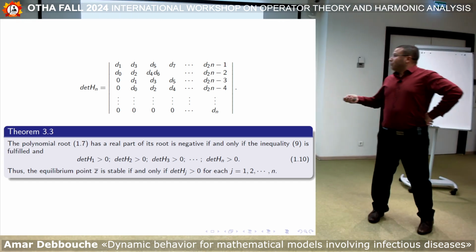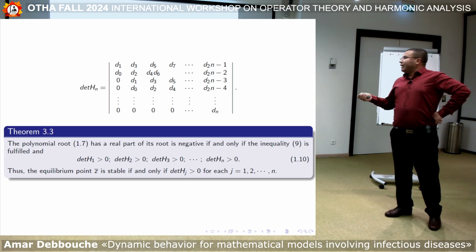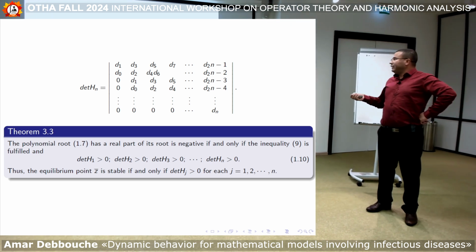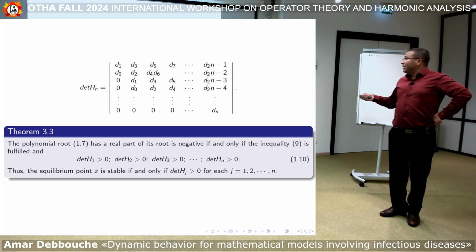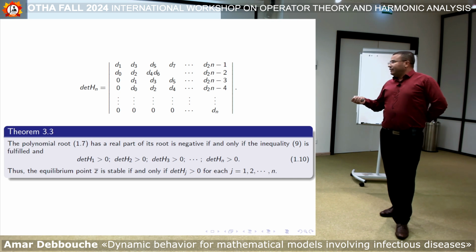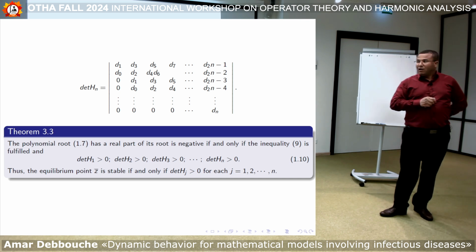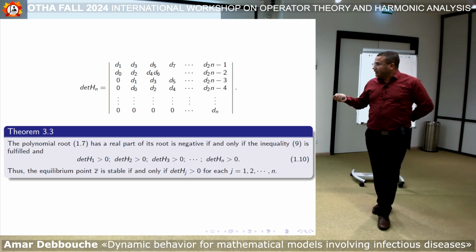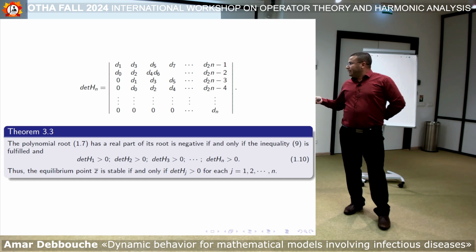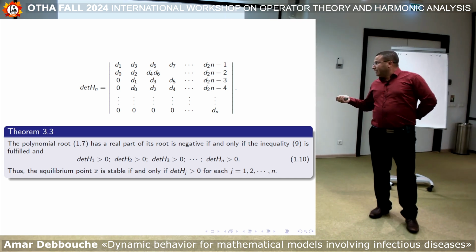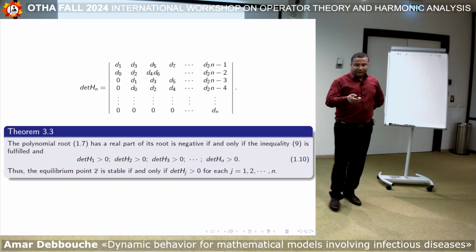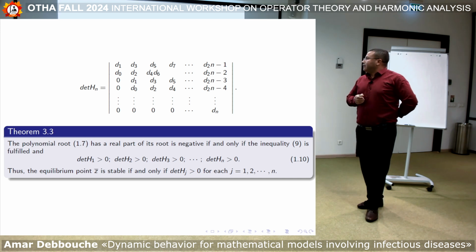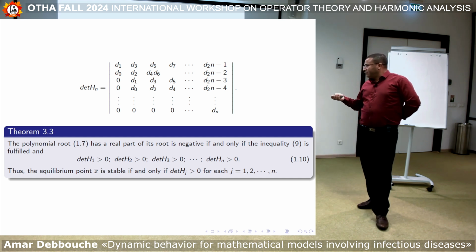So next, the previous polynomial has roots with negative real parts if and only if we have a necessary and sufficient condition here: if the previous inequalities are satisfied, meaning the determinants of the following parts are all positive. Thus, according to this, the equilibrium point is stable if and only if the previous determinants are positive. So this is a necessary and sufficient condition for stability.